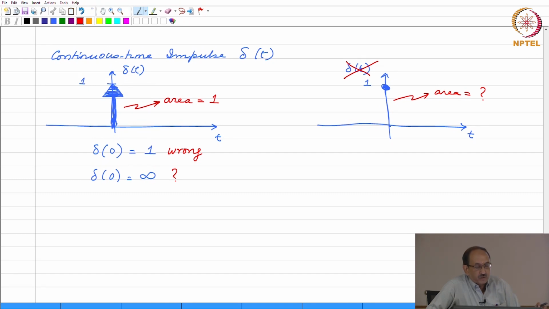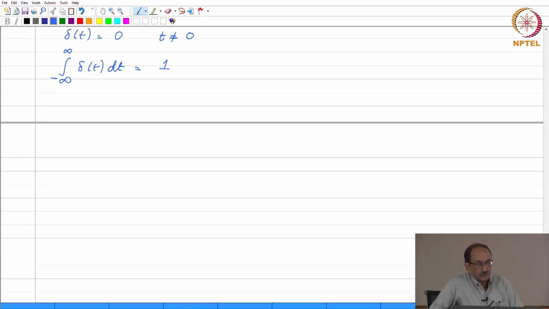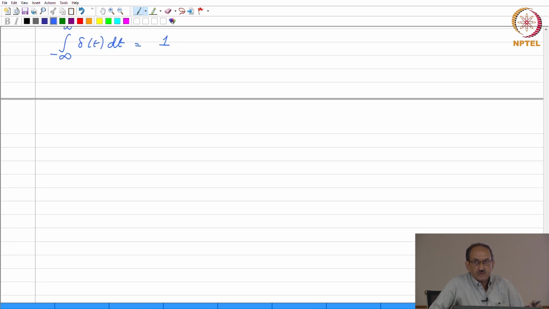But what we are used to in terms of delta function is this. The definition that you will find most common in engineering textbooks is delta of t is 0 for t not equal to 0, and then the integral from minus infinity to plus infinity of delta of t dt must be 1. So, this is the unit impulse. And the picture that we associate with this in engineering textbooks typically is this.